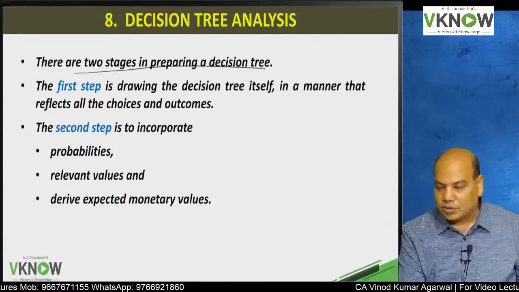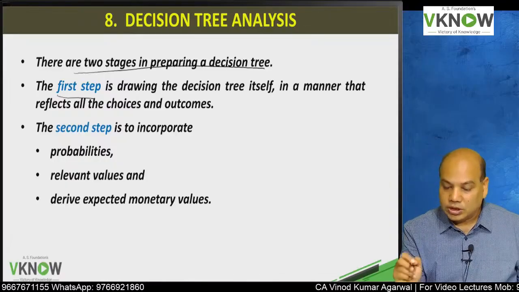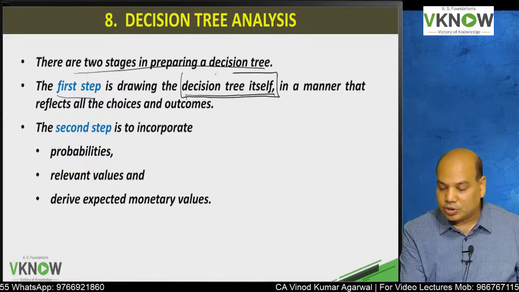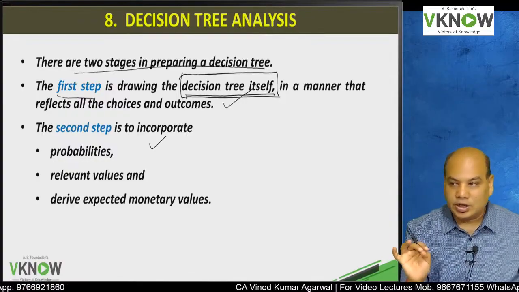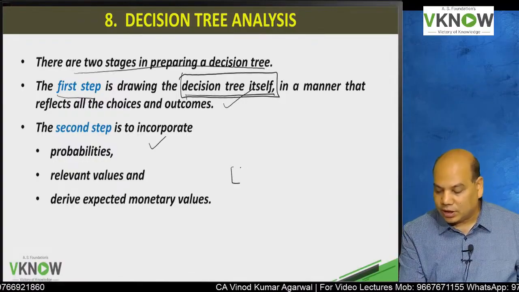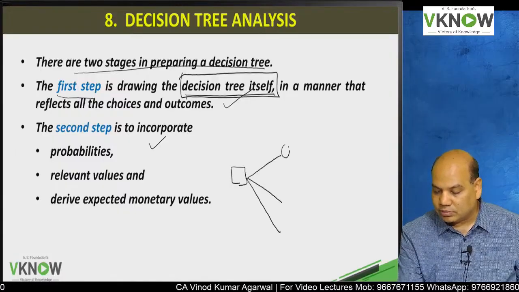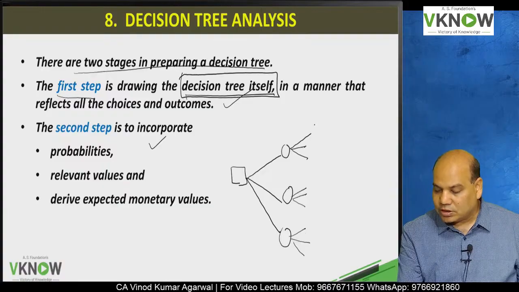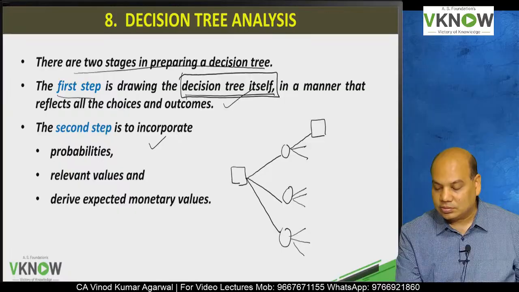There are two steps in preparing a decision tree. First step is to draw the decision tree itself. Now this is the most important task, because if this is right, this itself will be right. By reading the question, you have to identify what are the alternatives we have, what are the outcomes of these alternatives, and sometime one decision may lead to another decision.